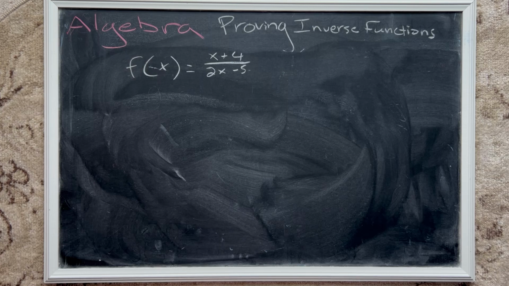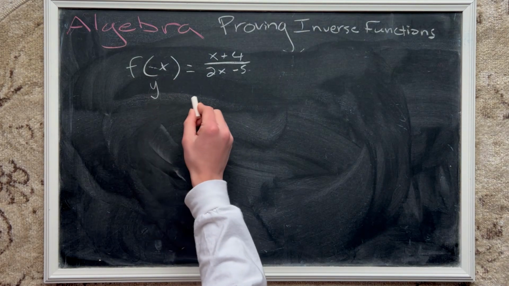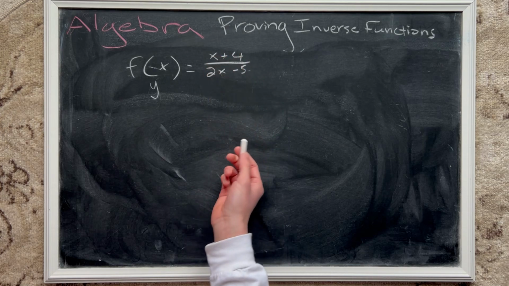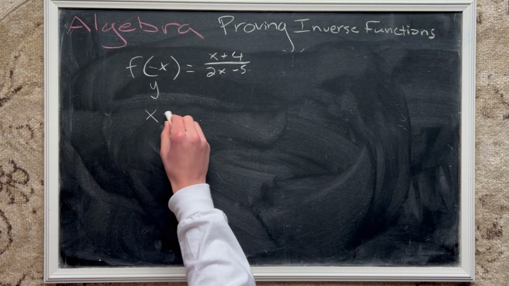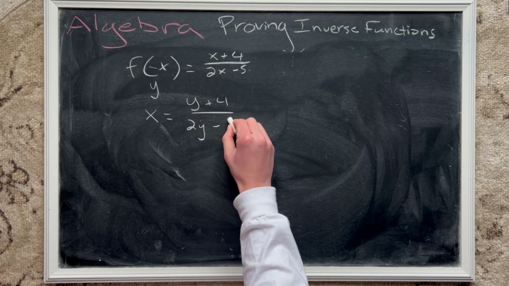So I will find the inverse function. Just a quick little review. We're going to switch the y and the x. So this f of x is the y, and then the x is here. So we're going to just switch those. So x is equal to y plus 4 over 2y minus 5.